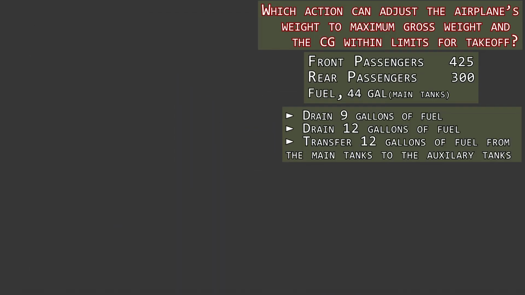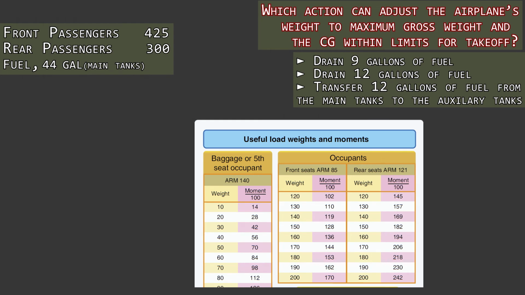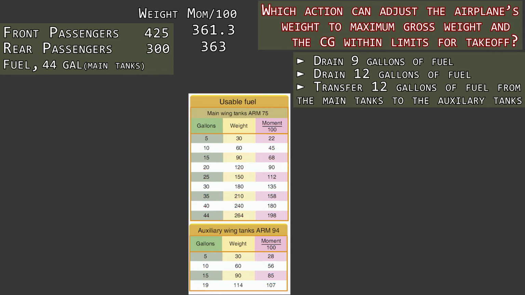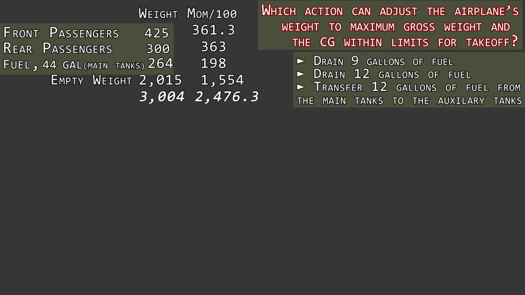Which action can adjust the airplane's weight to maximum gross weight and the center of gravity within limits for takeoff? We'll do the calculation again. The front passengers, 425 times 85, that's 361.3. The rear passengers, 300 times 121, that's 363. The fuel, 264 pounds times 75, that's 198. So our total weight, including the empty weight, is 3,004. And the moment is 2476.